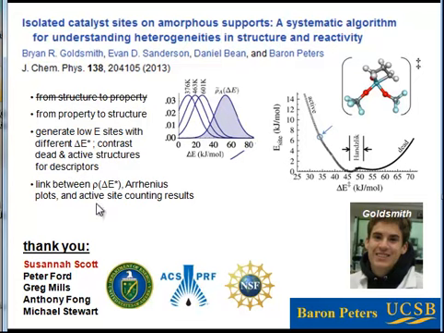And then the final bit of the talk was about linking the distribution of activation energies to observable features. For example, Arrhenius plots and active site counting results.